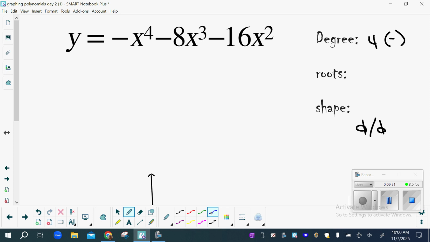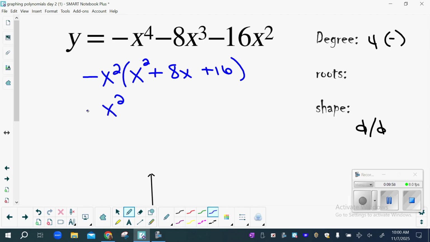Here we go. Let's do it. I got you. You guys with me on this? Negative x squared came out. X to the second plus 8x plus 16. Everyone with me? Here we go. So we're going to get negative x squared, x plus 4, x plus 4.